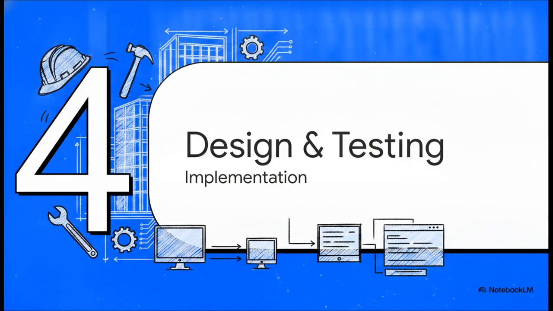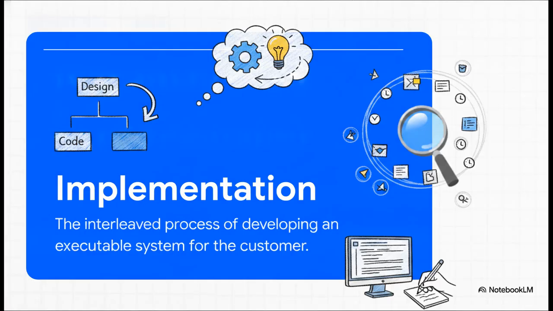All right, let's turn to Section 4, Design, Implementation, and Testing. So, software design and implementation. This is defined as the interleaved process of actually developing an executable system for delivery to the customer. Why are they grouped together as an interleaved process? Well, design, which is the problem-solving part, and implementation, which is the actual coding, happen hand in hand. Especially if you're using an agile approach, they happen together seamlessly.